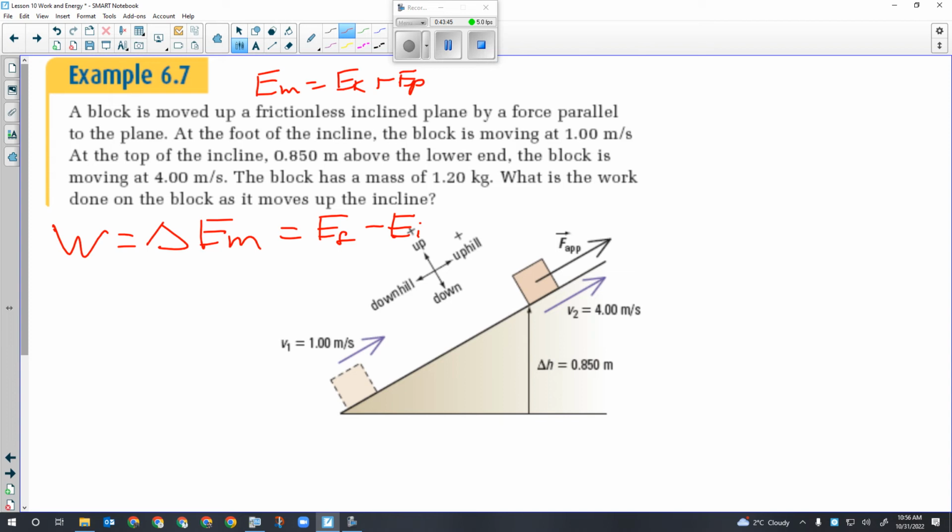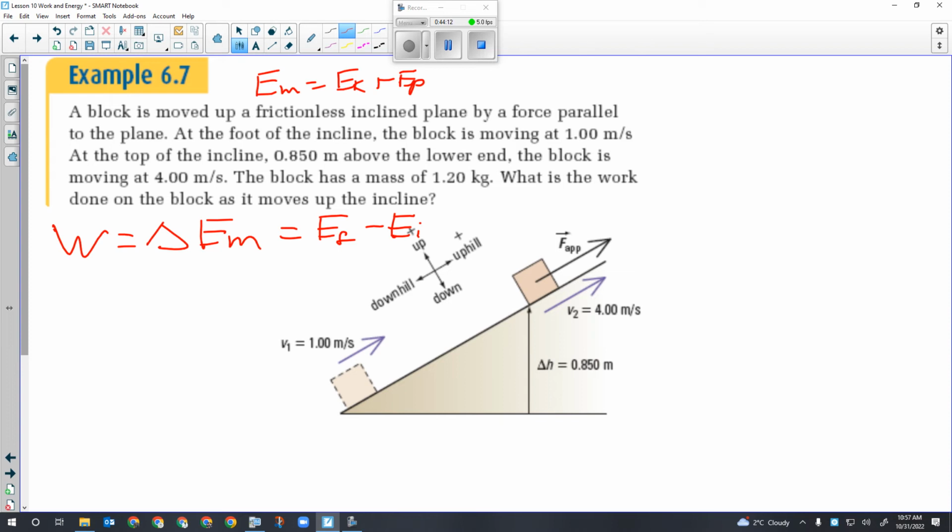So what I want to do in the end is find the object's final mechanical energy, its initial mechanical energy, and subtract the two. Is finding those two types of energy fairly straightforward? Yeah, I just plug the numbers into the formulas, 1/2 mv squared and m times g times h. And then I just have to subtract. So there's really not much to do that way.